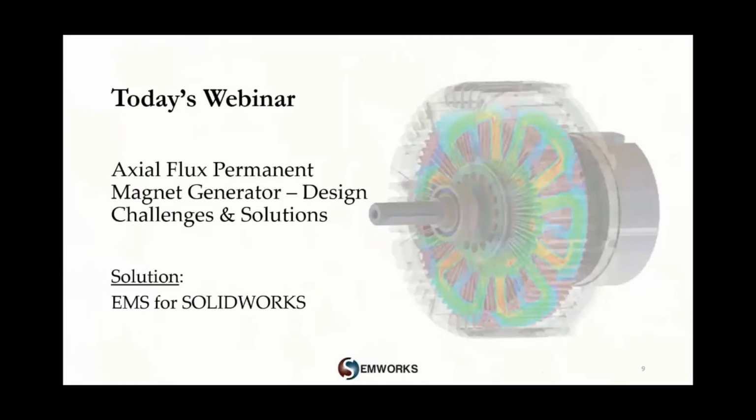The topic for today's presentation is design challenges and solutions associated with an axial flux permanent magnet generator. Through this webinar, we will learn three things. Number one, advantages of axial flux machine over radial flux for certain scenarios. Number two, we will study the applications of axial flux machine in different industries. And finally, we'll look at the design challenges of an axial flux permanent magnet generator and a few simulations performed using a couple of EMworks software products.